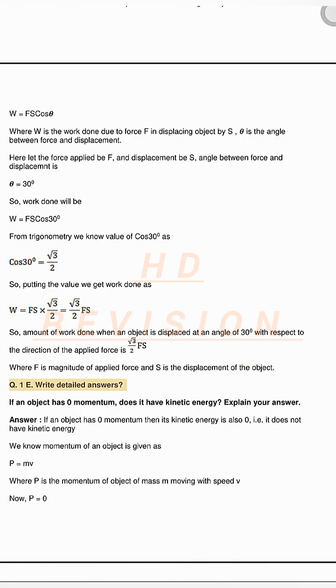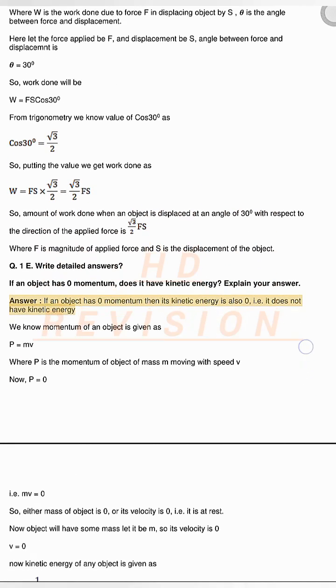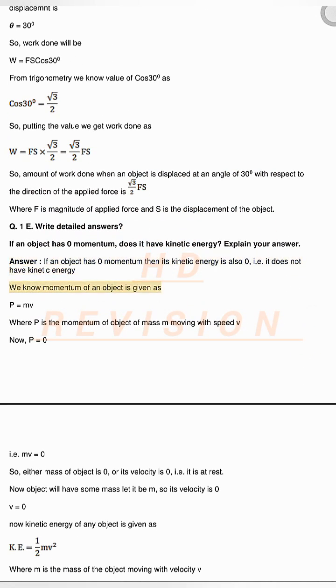Q1e. Write detailed answers. If an object has zero momentum, does it have kinetic energy? Explain your answer. Answer. If an object has zero momentum then its kinetic energy is also zero, i.e. it does not have kinetic energy. We know momentum of an object is given as P equals mv, where P is the momentum of an object of mass m moving with speed v.